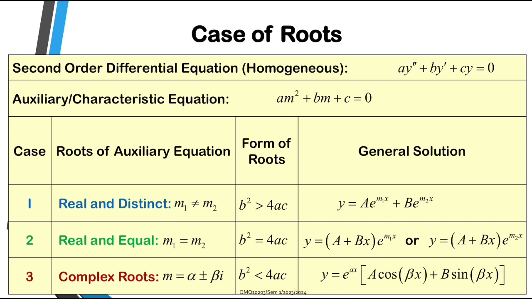So whenever you get complex roots, the general solution you can write as y equals e to the power alpha x, where alpha is a real number, multiplied by a cos beta x plus b sin beta x. So case 1, case 2, and case 3 are very important, the roots for equation 2, equation number 4, am squared plus bm plus c. So you must remember each case, case 1, case 2, and case 3.